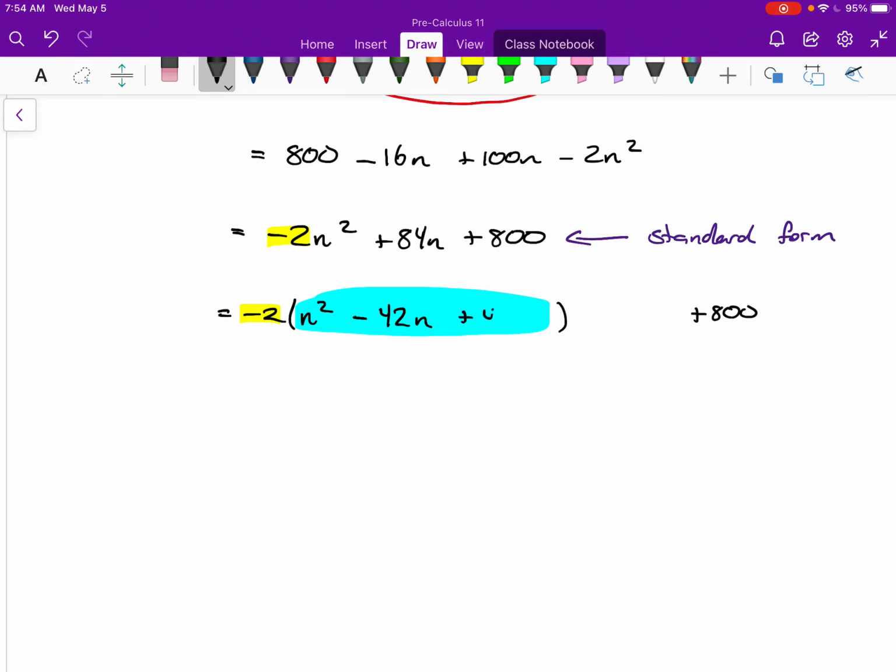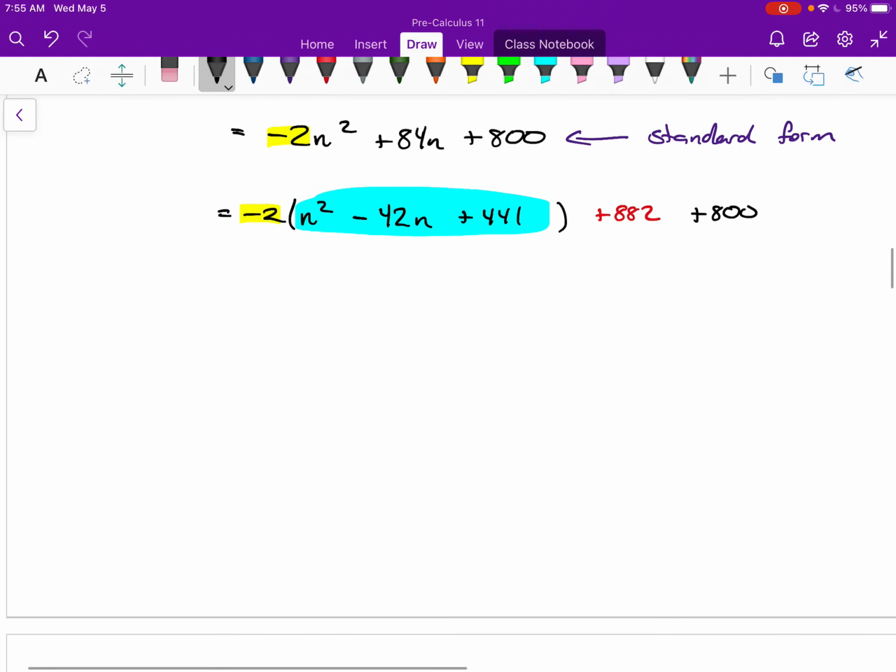You get 441. And so I need to balance this out, and this is where we got to be careful, because that 441 is actually being multiplied by negative 2. So that actually is negative 882. That's how I actually changed the function. I subtracted 882 in total, so I need to balance it out by adding 882 right here. And now I'm pretty much done writing this in vertex form. Negative 2, I have n minus 21 all squared plus 1,682. And this is in vertex form.